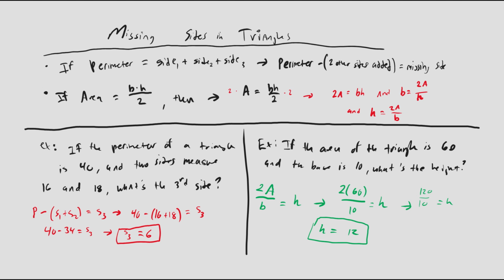If the perimeter of the triangle is 40, and 2 sides measure 6 and 18, what's the third side? You'd add 6 plus 18 to make 24 and subtract that from 40, you get the third side's 16. If I'm given the area of a triangle 60 and the base is 10, what's the height? I would double the area given, so 60 times 2 makes 120, then divide it by the base, which is 10. 120 divided by 10 makes 12, and there you have it, the height would be 12.